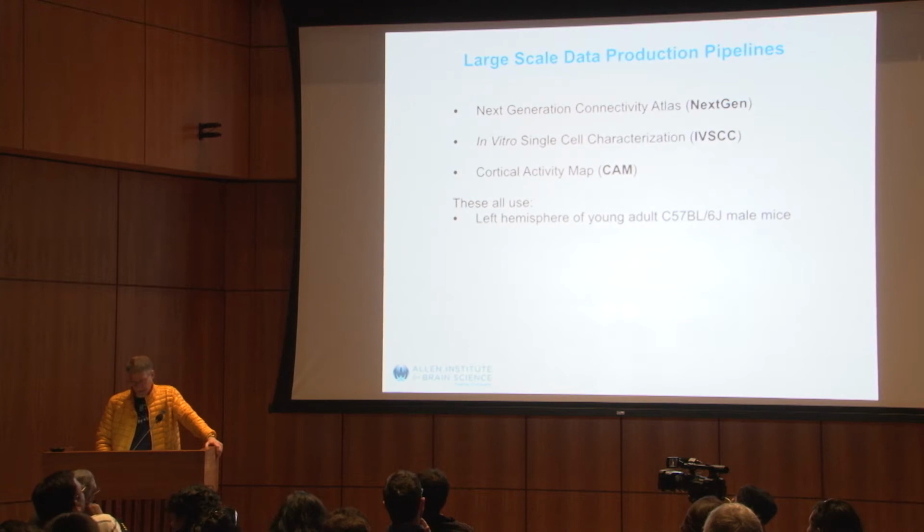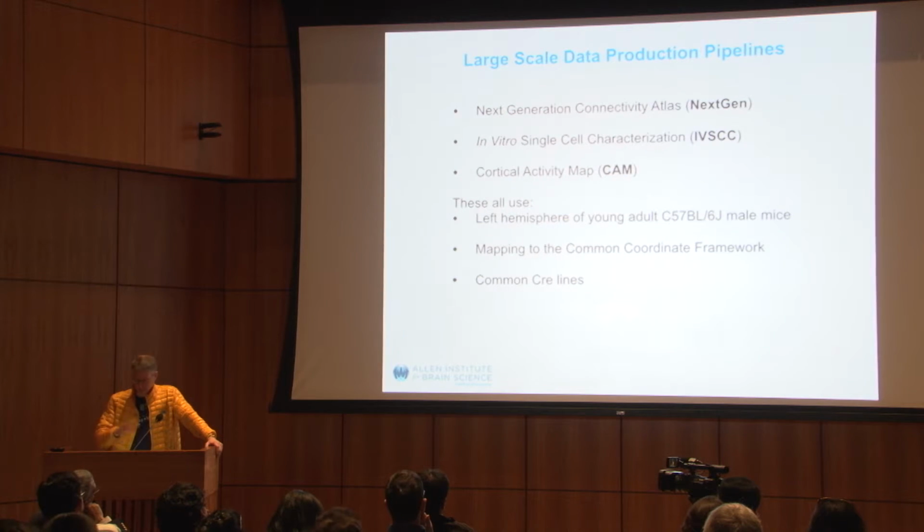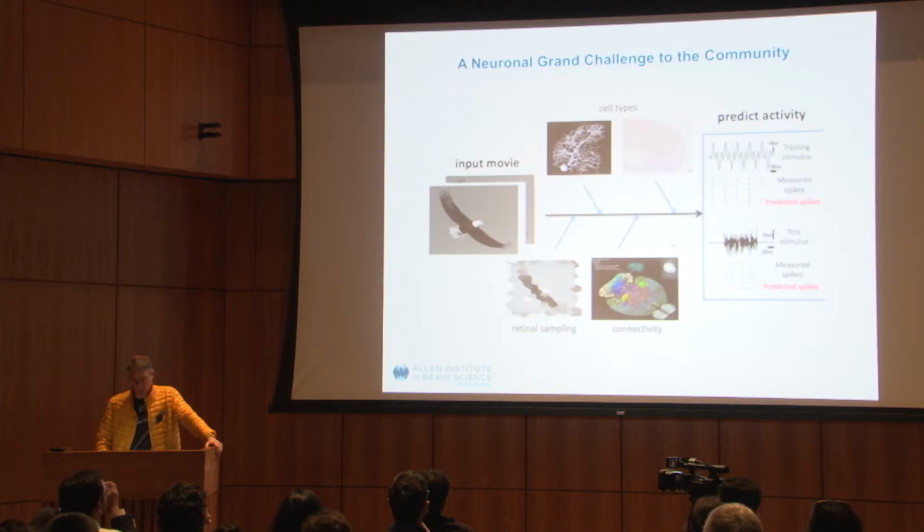Okay, so we have these three large-scale atlases for the mouse: the detailed connectivity atlas, this detailed single-cell characterization atlas, the detailed cortical activity atlas, and they all use the same type of mice, same age, same hemisphere. We map them all within a common coordinate system. Never mind, that's for the experts. And it all goes into a centralized, standardized database, and then is pushed out there to the community.